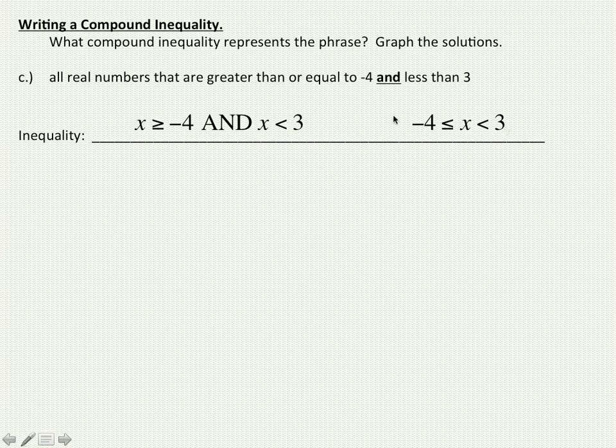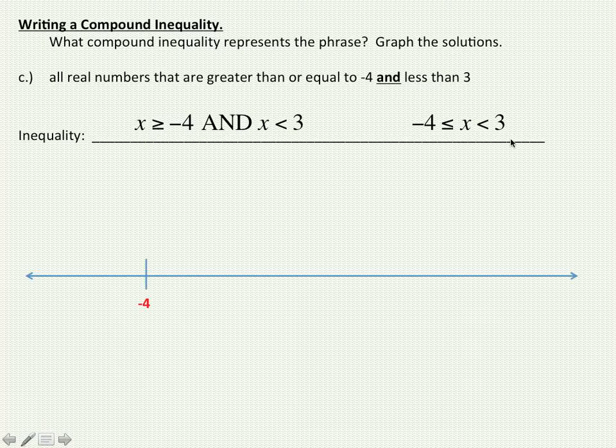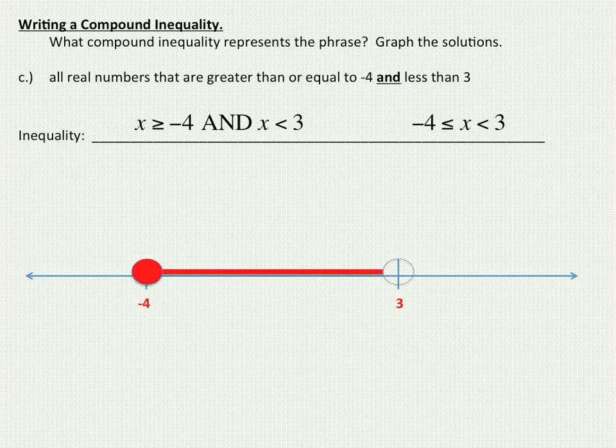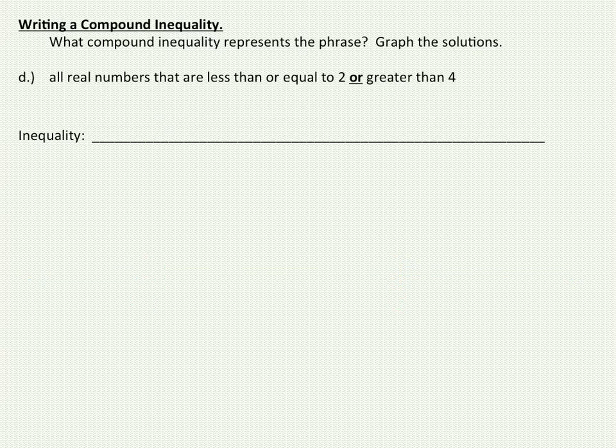So I try to write it as one inequality. All right, again, as long as you put the smaller number on the left and the bigger number on the right, the symbols will always face that way. So on your picture, there's your dot at -4, there's your dot at 3, closed circle at -4, open circle at 3. It's an AND graph, so you'll shade the middle. Those are the points that work.